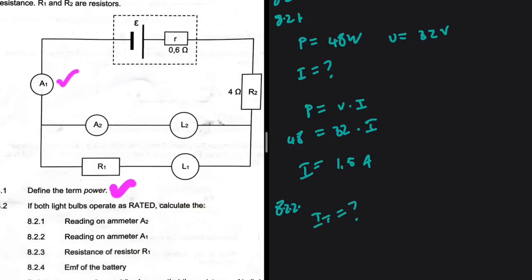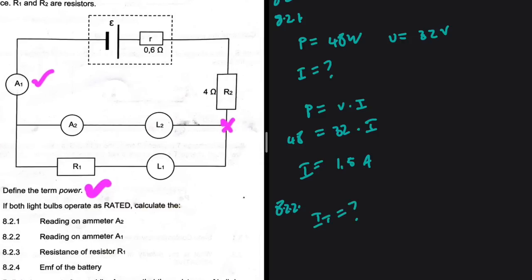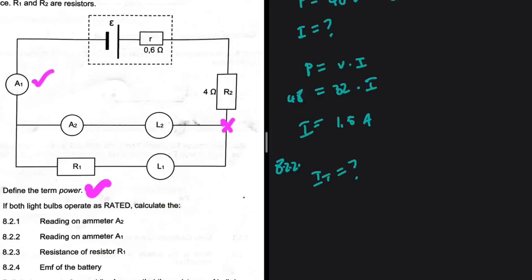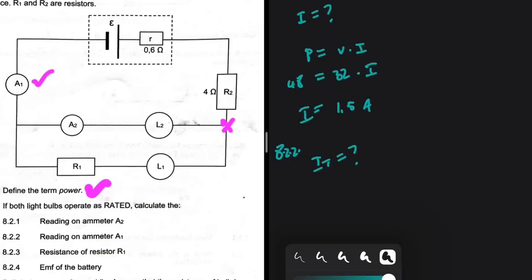When the current divides at this point, a proportion of the current is going to go on this path, while the other proportion of the current goes to this path. So if we calculate the current that passes through L2 and the current that passes through L1 and add those two, we have the current that is read by A1, the total current. So the current that is read by L2, let's call that I2. We calculated it to be 1.5 ampere.